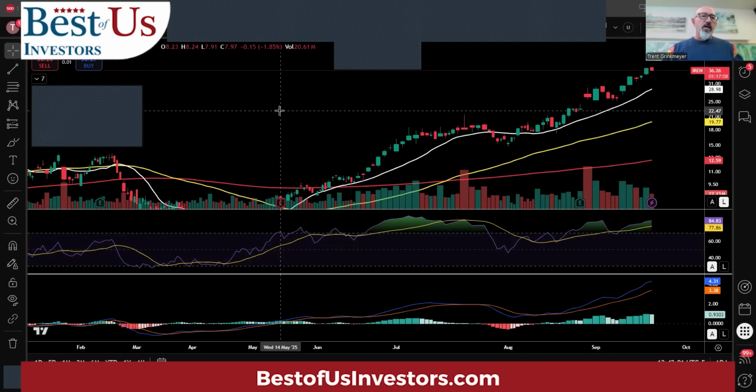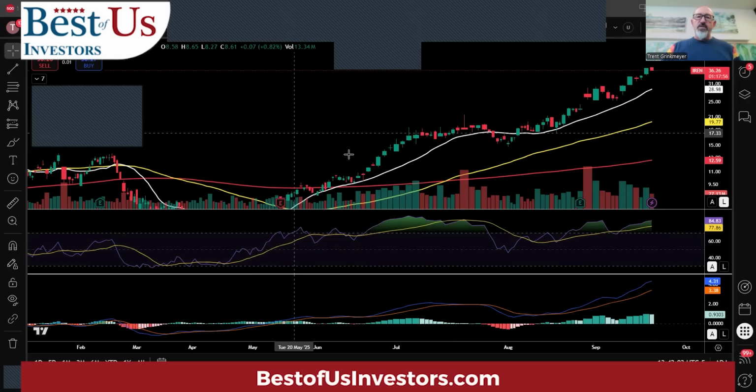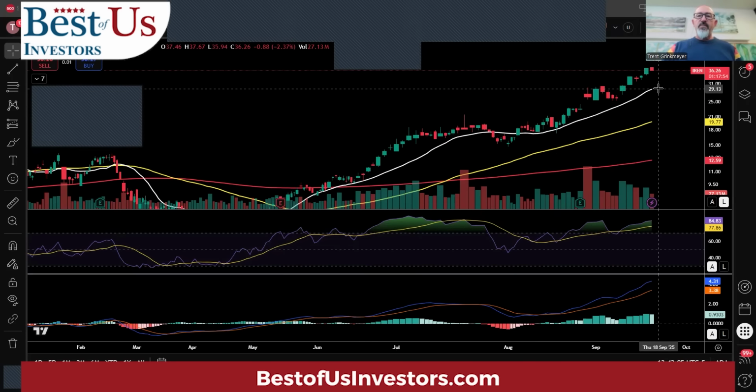I use three simple moving averages. I use the 15-day moving average. Why the 15-day? It basically is front running the 20-day period moving average, which is used primarily on Wall Street or amongst retail investors, but also it front runs that 20-day period moving average.